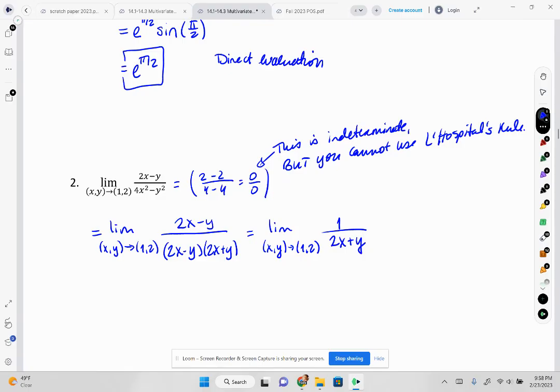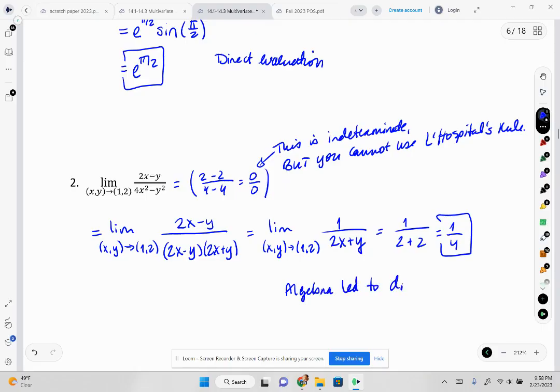So in this case, I've cleaned up. I'm going to go ahead and try a direct evaluation again, and I get 1 over 2 plus 2 for a final answer of 1/4. That's my limiting value. I'm done. So algebra led to direct evaluation.